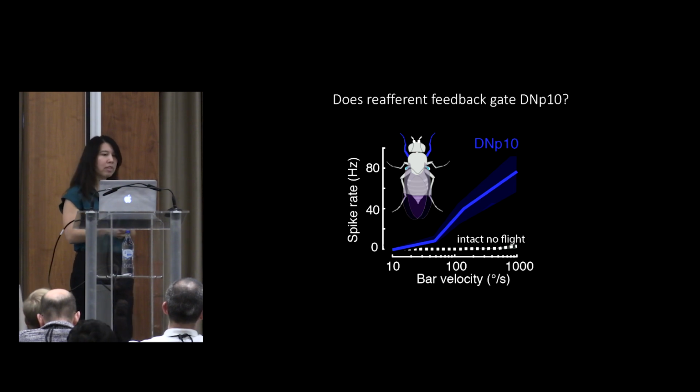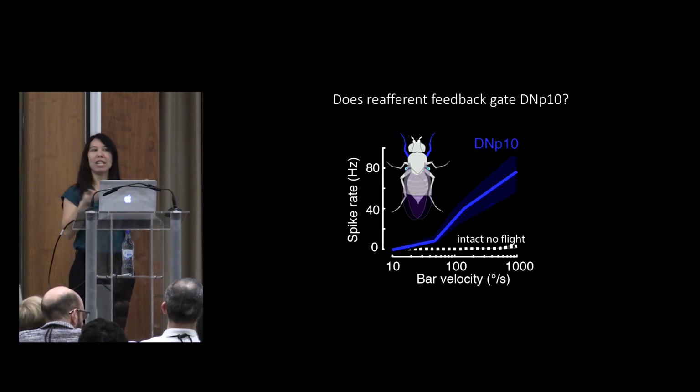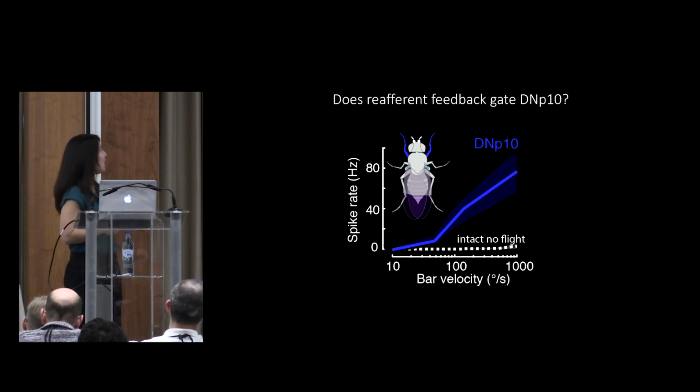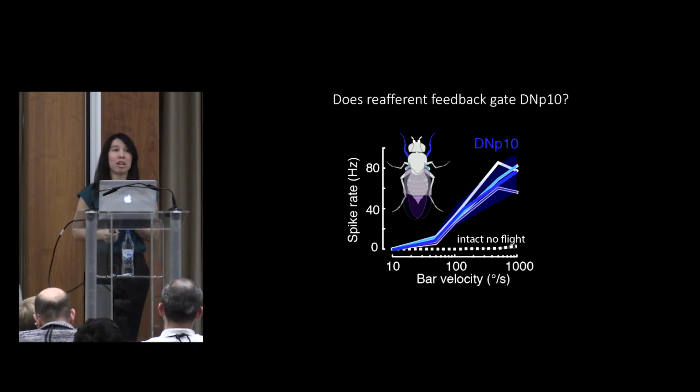And so Jan, the postdoc who performed these experiments, did a set of experiments where he took flies that were flying. So this is the normal response of DNP10 to visual stimuli when the fly's flying. And he just hacked off, one at a time, all of the different appendages that we thought might contain mechanoreceptors that could sense the fly's flight: the wings, the halteres, the antennae, and to see if we could see any decrement in this visual response that might go more close to what the fly's response was during no flight. But he saw no decrement.